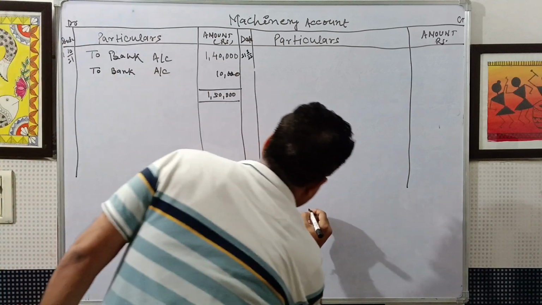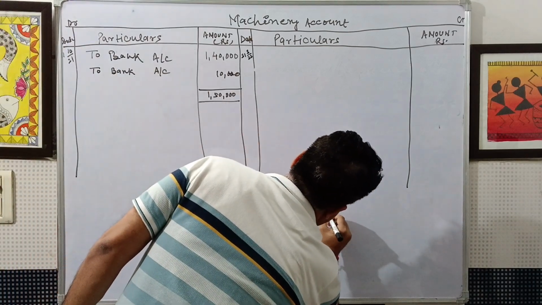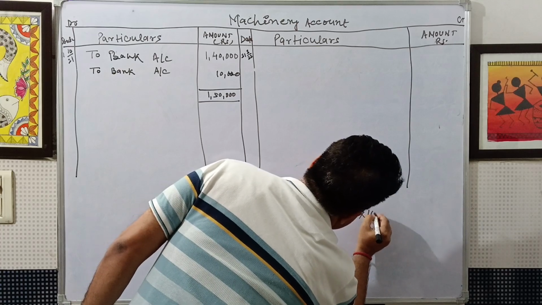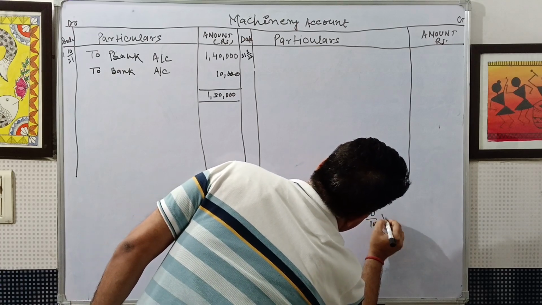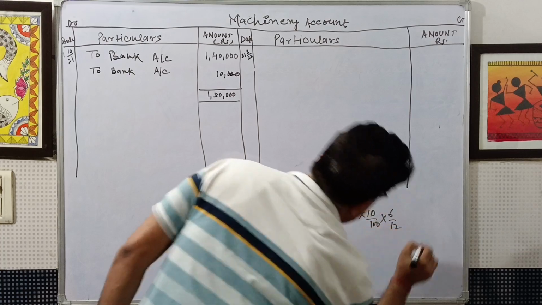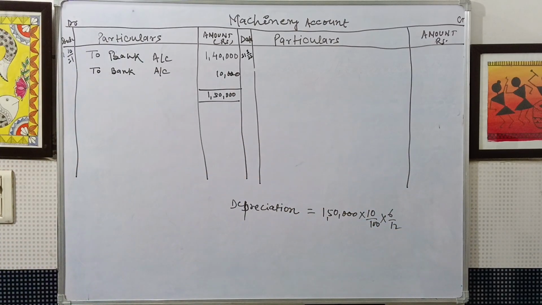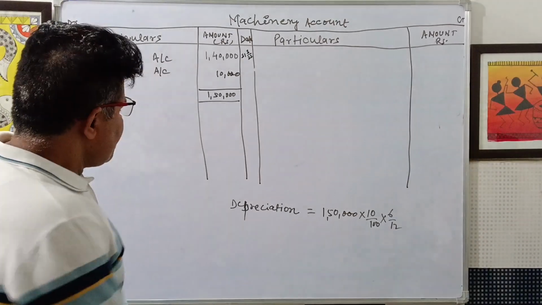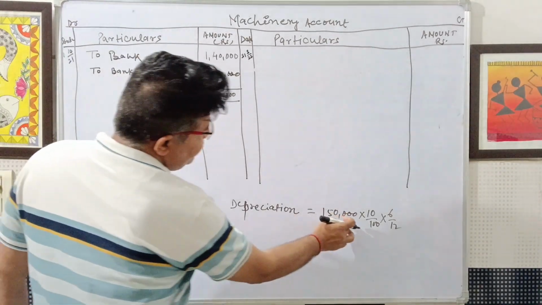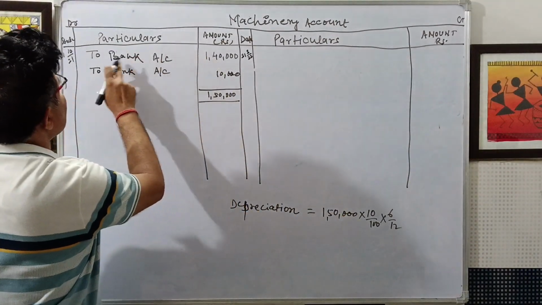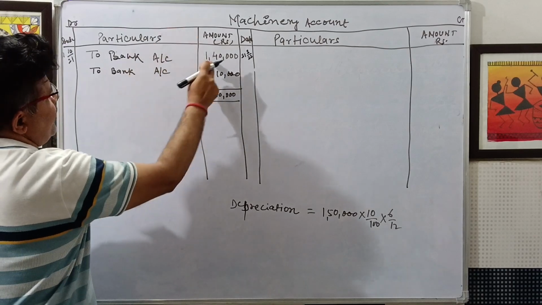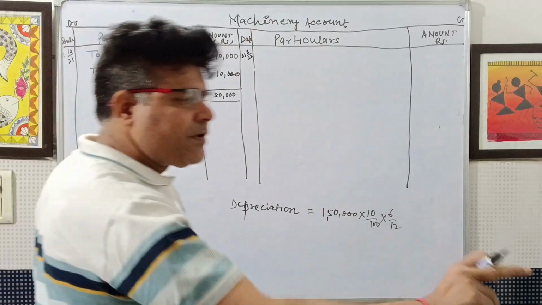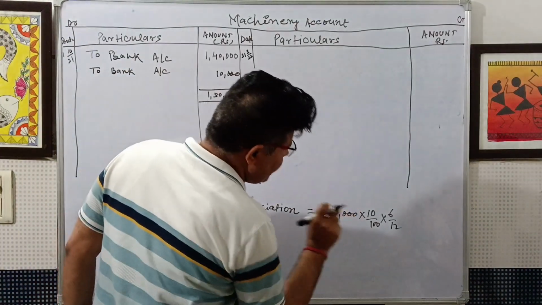Equal to 1,50,000. Percentage is 10% into 6 by 12. Have you any problem? No problem. So depreciation how? 1,50,000, it means original cost 1,40,000 plus 10, 1,50,000. Rate is given in the questions, 10 by 100.